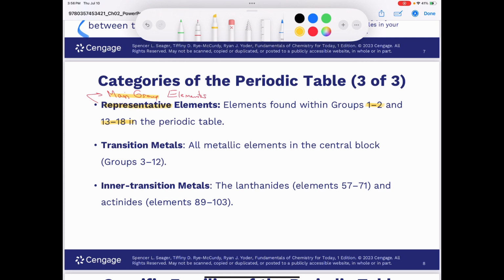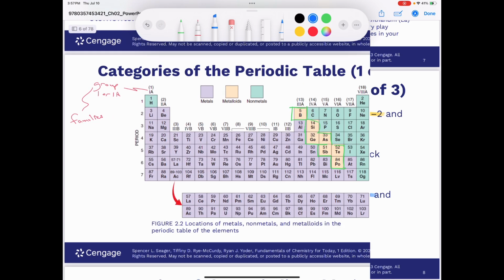Then we have the transition metals. The transition metals are groups 3 to 12. And at the bottom of the periodic table, everybody always notices the inner transition metals, which include the lanthanides, which are elements 57 to 71, and the actinides, which are elements 89 to 103.